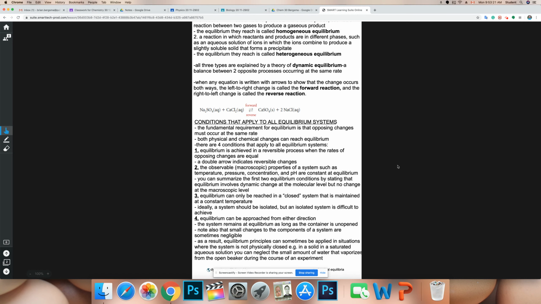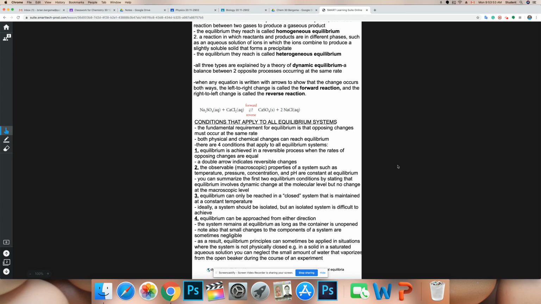And then next, three: equilibrium can only be reached in a closed system that is maintained at a constant temperature. Ideally, a system should be isolated, but again, it's really difficult to get that isolated system. Four: equilibrium can be approached from either direction. The system remains at equilibrium as long as the container is unopened. Note also small changes in the components of the system are sometimes negligible, so they don't really matter, and we'll talk about that more as we go on.